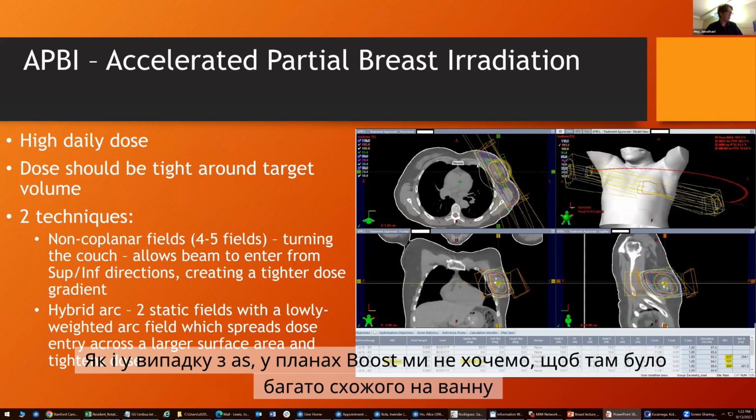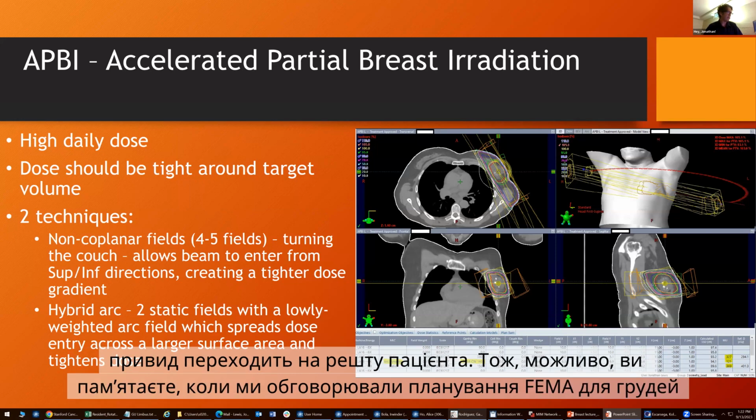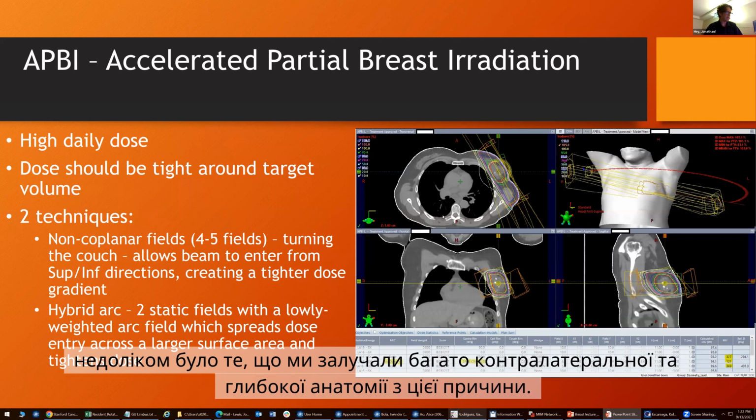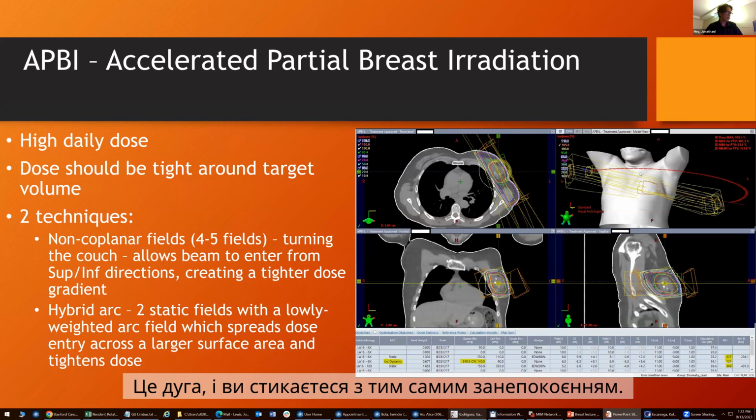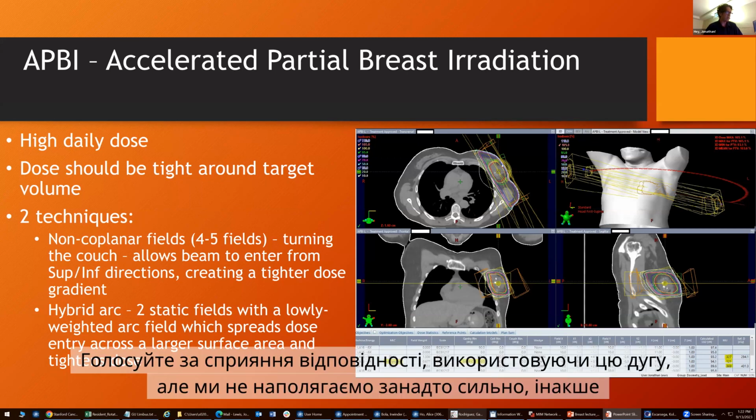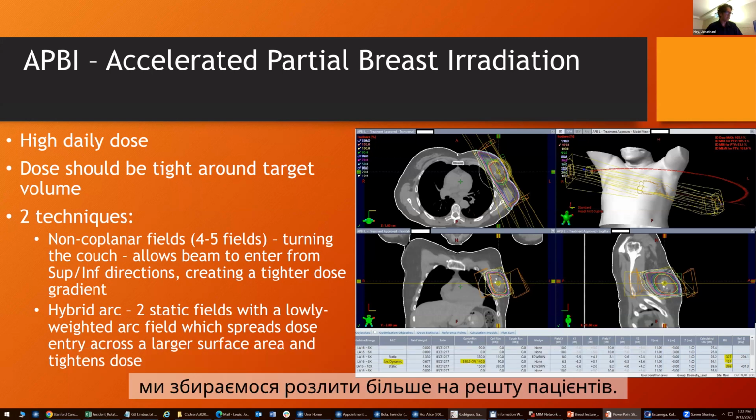Importantly, as with the boost plans, we don't want there to be a bath of dose going to the rest of the patient. You may remember when we discussed VMAT planning for breast, the downside was that we were implicating a lot of the contralateral and deep anatomy. For that reason, this is an arc, and you run into that same concern. We want to make sure that this arc is treated with a lower weight. We walk a balancing line of promoting conformity by using this arc, but we don't push too hard because otherwise we're going to have more dose spill to the rest of the patient.